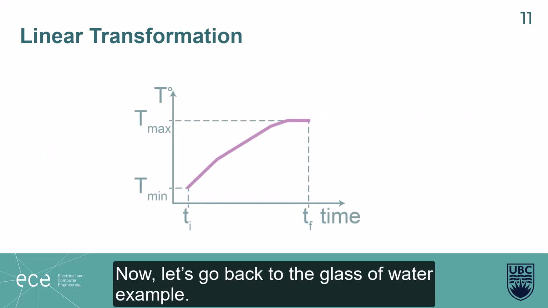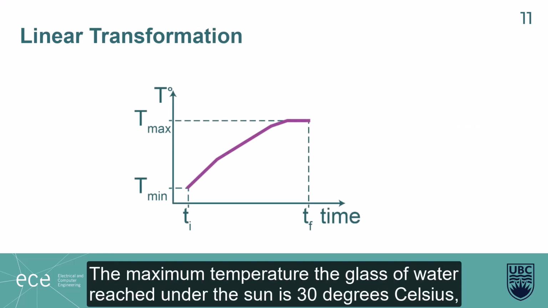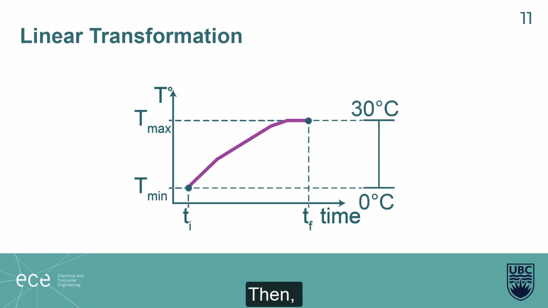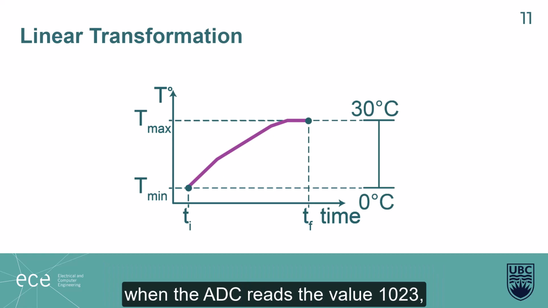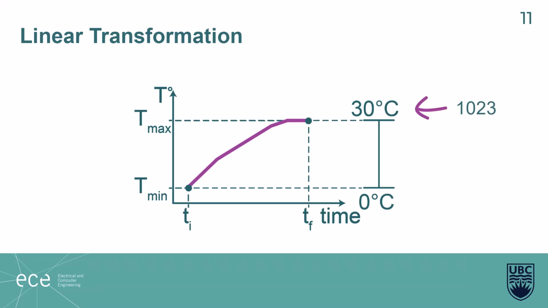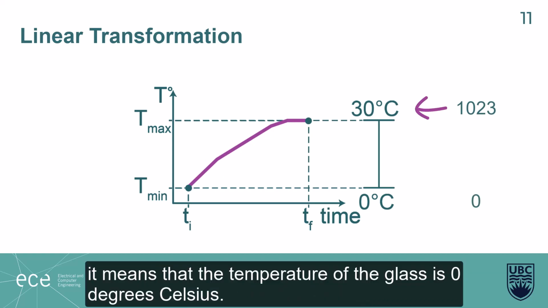Now, let's go back to the glass of water example. The maximum temperature the glass of water reached under the sun is 30 degrees Celsius, and its initial temperature, or Tmin, was 0 degrees Celsius. Then, when the ADC reads the value 1023, it means the actual temperature of the glass of water is 30 degrees Celsius. When it reads 0, it means that the temperature of the glass is 0 degrees Celsius.